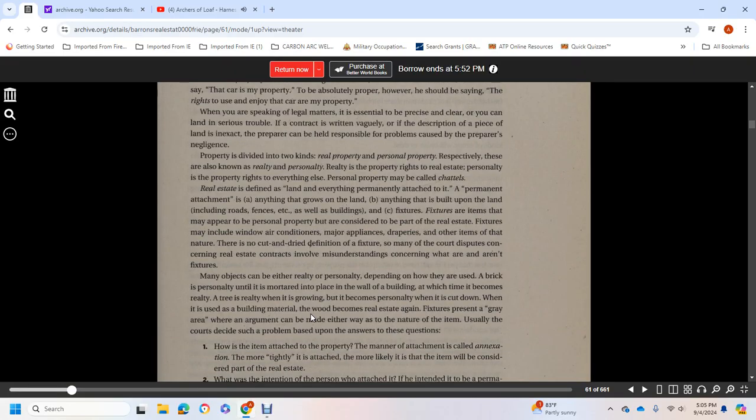Property is divided into two kinds: real property and personal property. Respectively, these are also known as realty and personalty. Realty is the property rights of real estate. Personalty is the property rights of everything else, and personal property may also be called chattels. Real estate is defined as land and everything permanently attached to it. A permanent attachment is, A, anything that grows on the land; B, anything that is built upon the land, including roads, fences, as well as buildings.